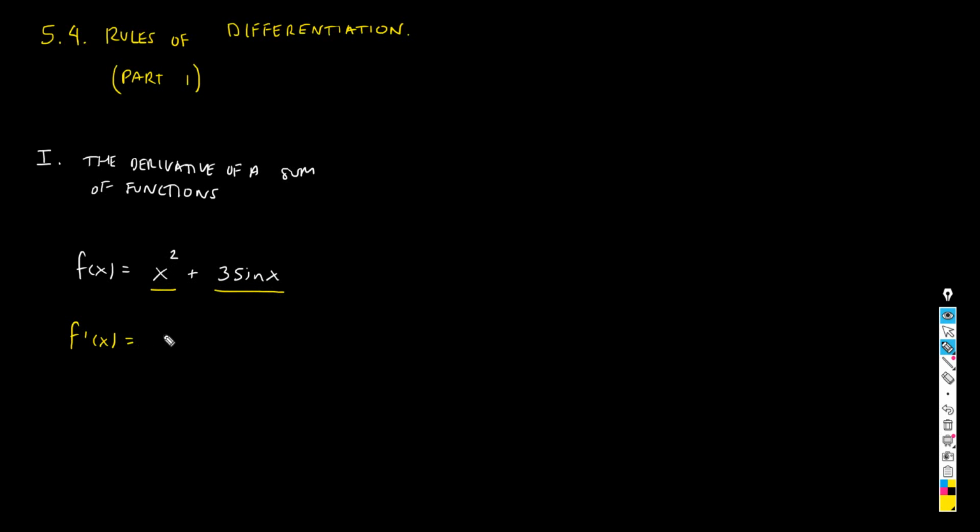What is the derivative of this? It's very simple, 2x plus the derivative of this. First, you have a constant, right? Remember that the derivative of a constant times a function is the constant times the derivative of the function. And the derivative of sine of x is cosine of x. So basically, we are done. F prime of x is equal to 2x plus 3 cosine of x.